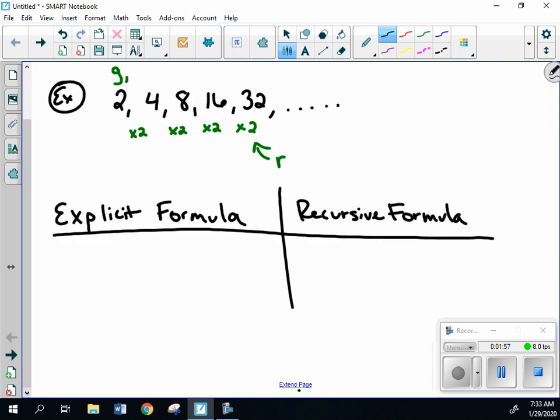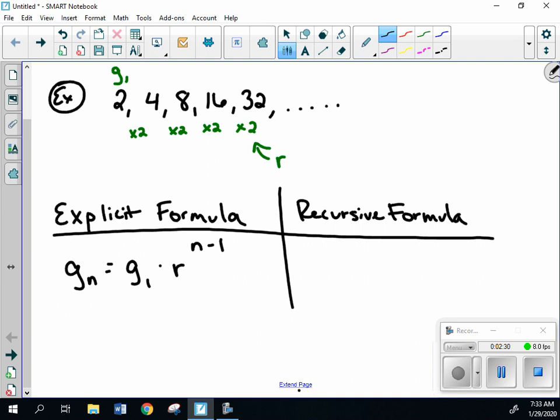Okay, so an explicit formula is in the form of a n. I should stick with a g because that would make sense, geometric. The geometric is g n equals g 1, which is our first term, times r to the power of n minus 1, where n represents the term number. We've talked about that before, when our common difference was a plus or minus of a certain number. Now we're just multiplying by a certain number.